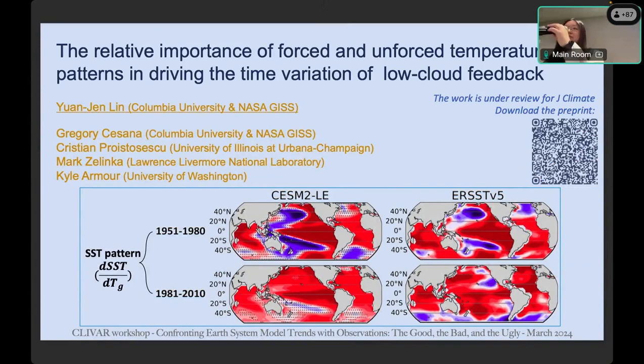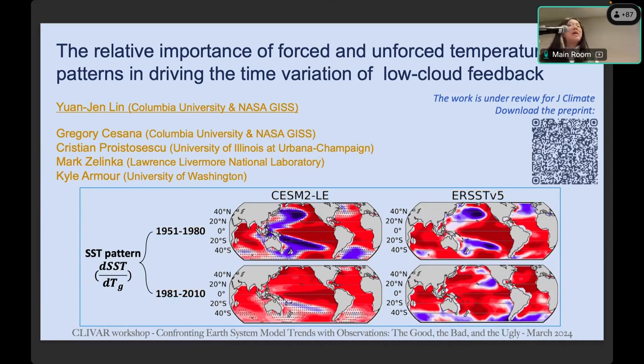So today, I want to discuss with you the relative importance of the forced and unforced SST patterns in driving the time evolution of local feedback. This work is in collaboration with Gregory Sassana, Christy Prosescu, Mark Zelinka, and Kyle Armour. On the bottom of the slide, you're looking at the SST pattern in 2 time periods, 50s to 80s and 80s to 2010. On the left is the CSN2 lockdown sample, and on the right is observational data. Note that this is not the SST trend. This is the SST regression onto the global mean temperature.